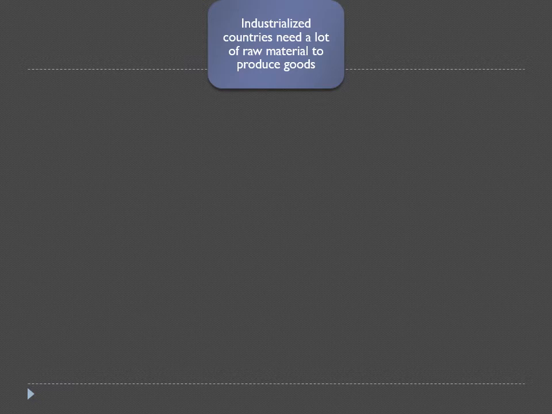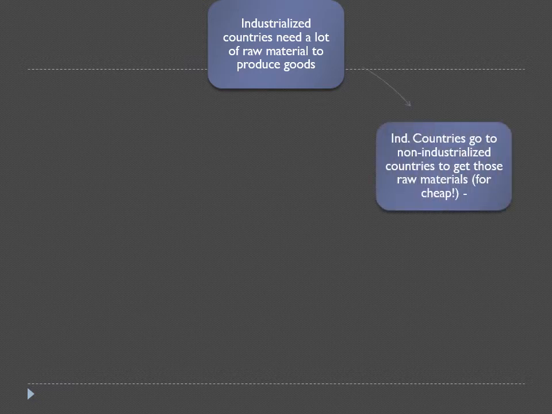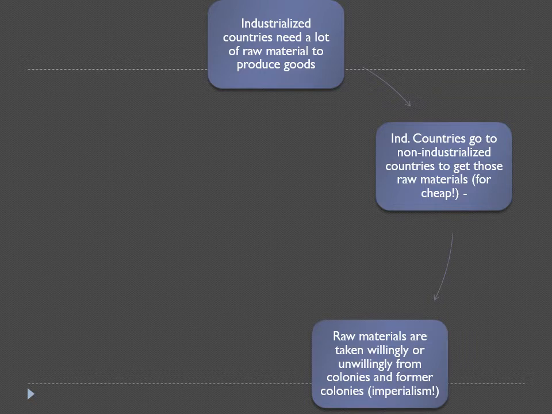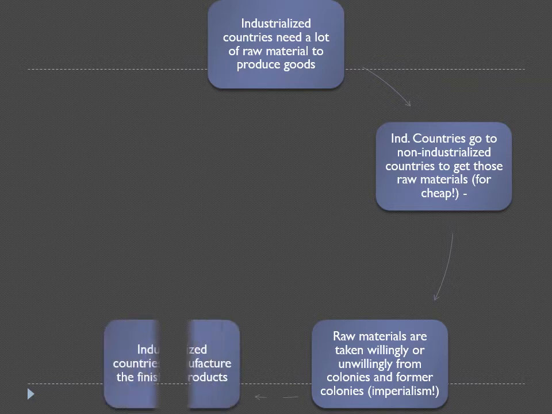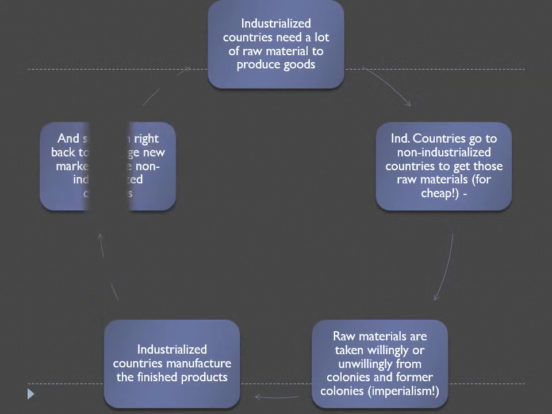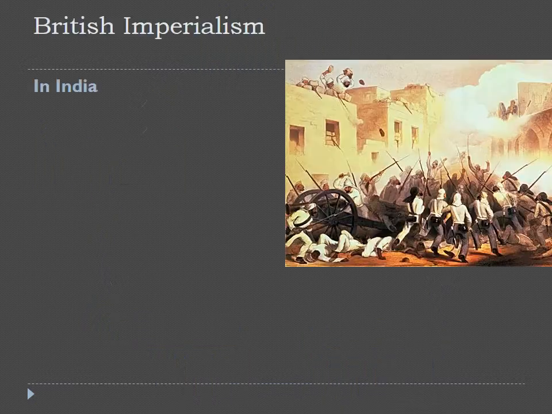Industrialized countries need a lot of raw materials to make their produced goods. Industrialized countries go to these non-industrialized countries to get the raw materials because it's cheap. Raw materials are taken willingly, sometimes unwillingly, from colonies and former colonies, and this is imperialism. Industrialized countries then manufacture those raw materials into finished goods. And then they sell those goods back to the huge new markets of non-industrialized countries who can't make those goods themselves. And it's a cycle. This is still mercantilism. It's just another way to look at it where we throw in the addition of industrialization and mass production.